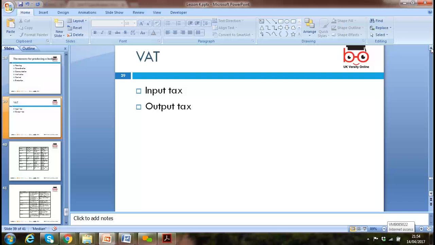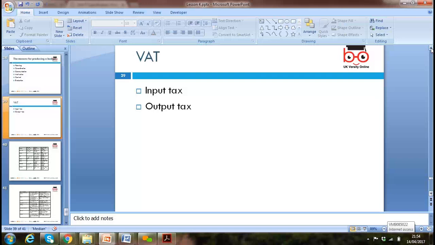Fuel, if we put 1 liter of fuel in a car, for every pound we have to pay 20 pence value added tax. So 20 pence goes to the government. On top of that there is fuel duty as well, a separate tax of around 30 pence. So every pound's worth of fuel, around 50 pence goes to HMRC and the government as income.